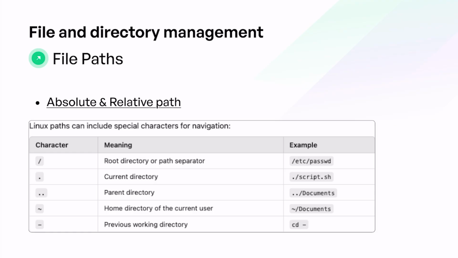So let's talk about file paths that we have been discussing, how to access those file paths and what are the absolute and relative file paths. If you look at the slides here, you can see it's written that slash is nothing but the root directory, that is, the top level directory. Dot represents the current directory that we have already spoken about. Double dot represents the parent directory of the current directory. This tilde symbol basically represents the home directory of the current user.